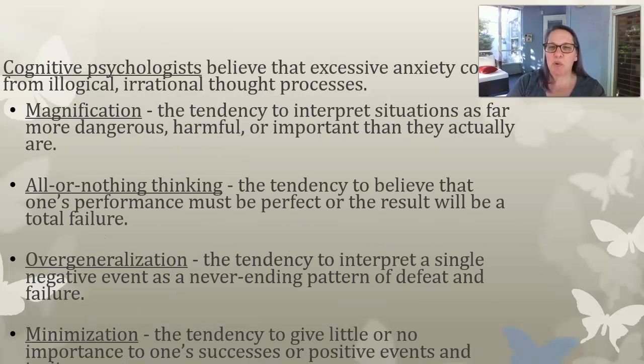And then the last one that we'll talk about today are cognitive psychologists. So our cognitive psychologists believe that excess anxiety comes from illogical or irrational thought processes. So there are 4 specific ones that they mention as illogical or irrational. First one is magnification. Okay, magnification. This is our tendency to interpret situations as way more dangerous, harmful, or important than they really actually are. Think of a magnifying glass, okay? You're making it bigger, you're making it larger than it really is.